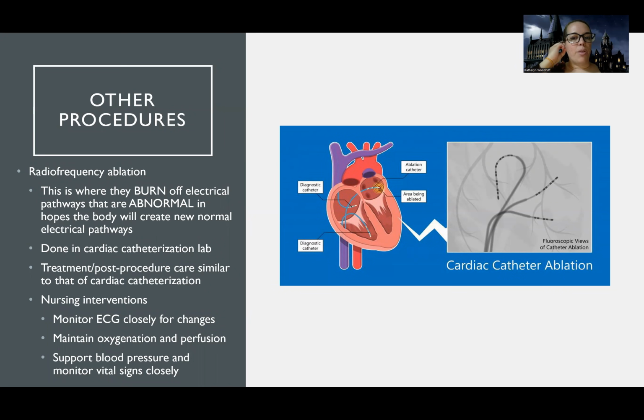Effectively, they go in and they have to map out where the problems are in the rhythm. They try to find all the places where there's problems, and they burn off those. And then hopefully the heart will create new electrical pathways that are actually helpful. It's done in the cardiac cath lab. We treat it pretty much the same as a patient that went to the cath lab for a heart cath. We're going to monitor their EKG closely, support oxygen and perfusion, and monitor the blood pressure and vital signs really closely. And we let them know they're going to be sedated most likely for that procedure, so they're not going to be feeling their heart being burnt off or anything like that.